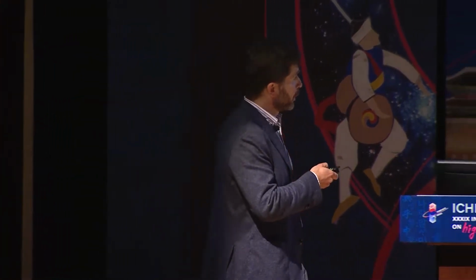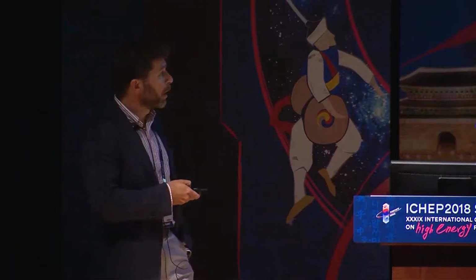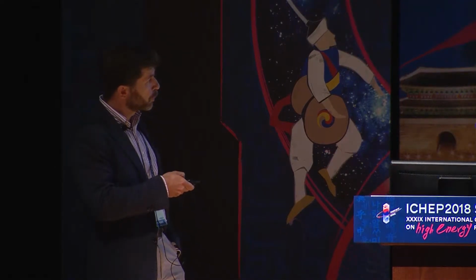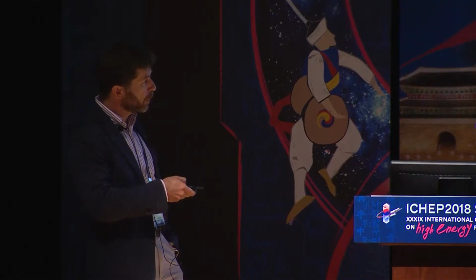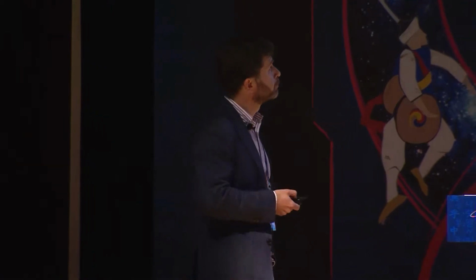So the ambitious goal is to move eventually to atomic tritium to get rid of these molecular uncertainties. And you can see that in principle, it will allow us to close in on this 40, even below 40 millielectron volt sensitivity. And it means that we may be, if that technology works, closing in on a guaranteed detection of neutrino mass.